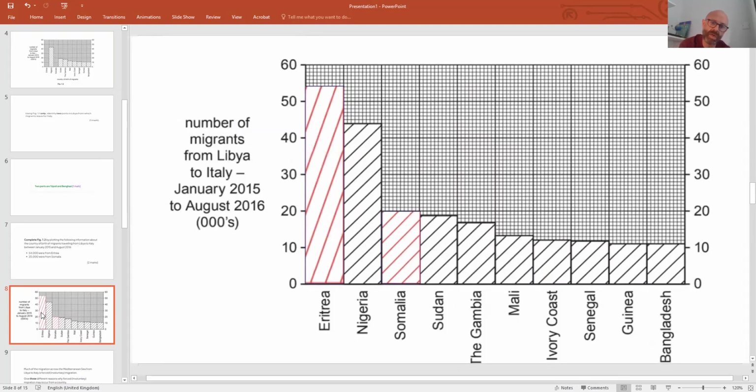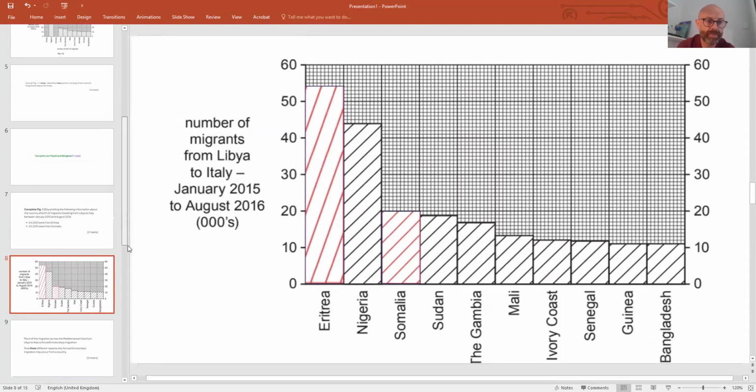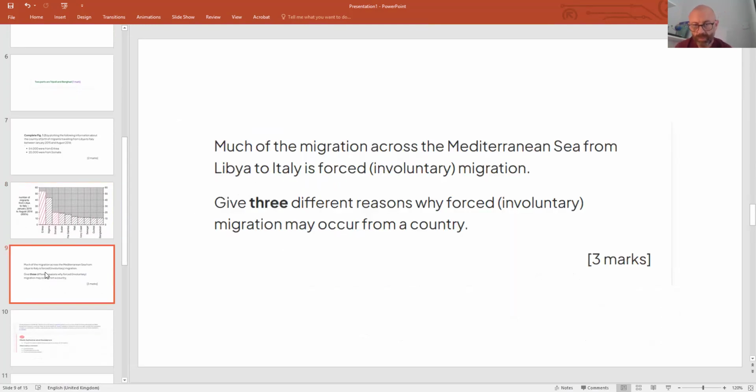I think they've messed up Eritrea a little bit. That's acceptable, but your cross-hatching should be a little bit more like the rest of them. Okay, this is really easy. All right, so let's move on.